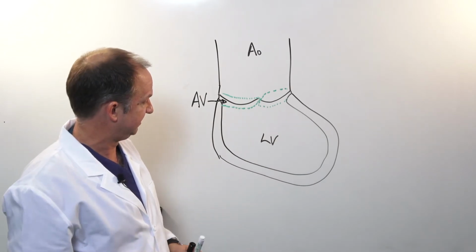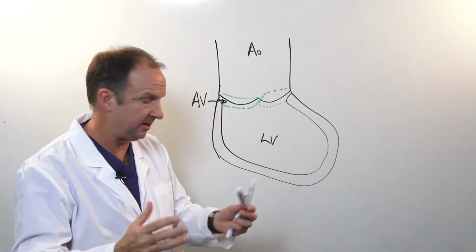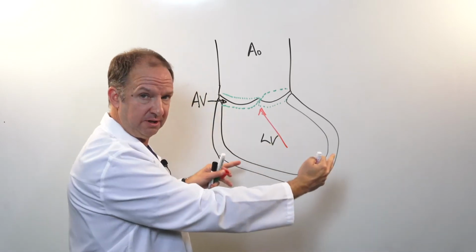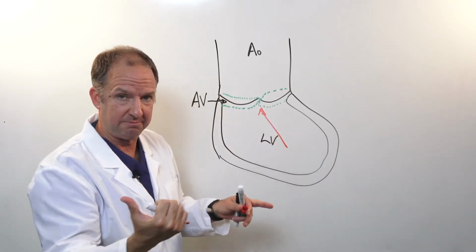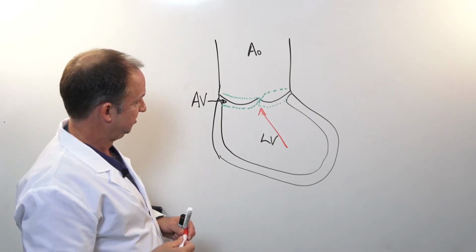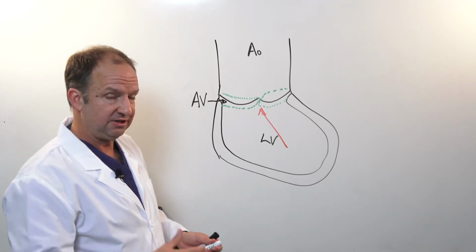So what happens in that situation is that the heart has to work so hard to push blood out of the heart that it starts accumulating, making the heart bigger, or backing up, going to the lungs, causing a disease called congestive heart failure.